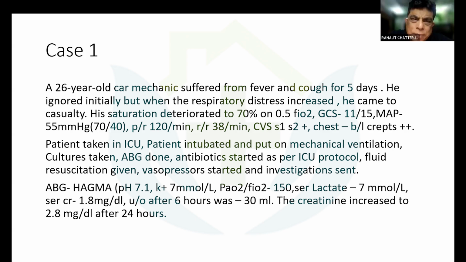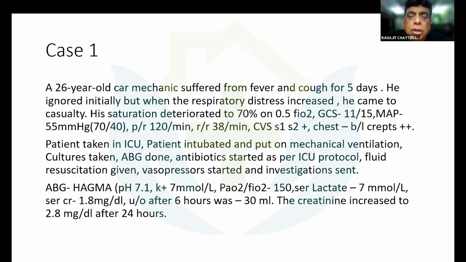So all of you can participate. There is no problem. Now see, a 26-year-old car mechanic suffered from fever and cough for 5 days. Very simple. They'll give this type of question. So fever and cough. So obviously what has happened? Infection. Community acquired pneumonia. Exactly. So he ignored it initially, which is what happens normally, but when the respiratory distress increased, he came to the casualty.